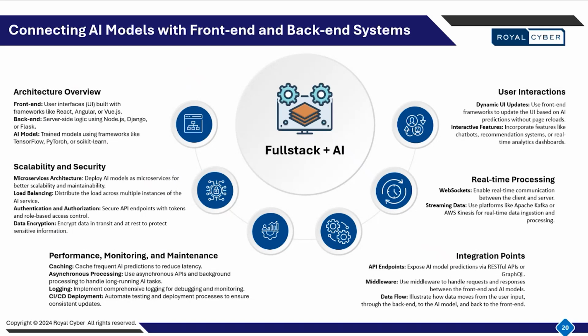To enable real-time communication between the client and server, use technologies like WebSocket. This is particularly useful for applications that require instantaneous updates such as live chat or real-time analytics. For streaming data processing, platforms like Apache Kafka or AWS Kinesis can handle real-time data ingestion and processing, allowing your AI model to respond to new data as it arrives.